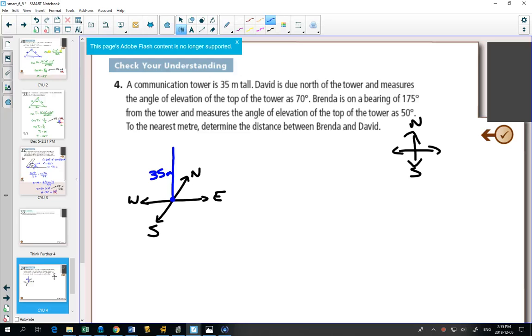So now where's David? David is due north. So David would be along here. Maybe David's right there. Okay. David measures the angle to the top of the tower to be 70 degrees.